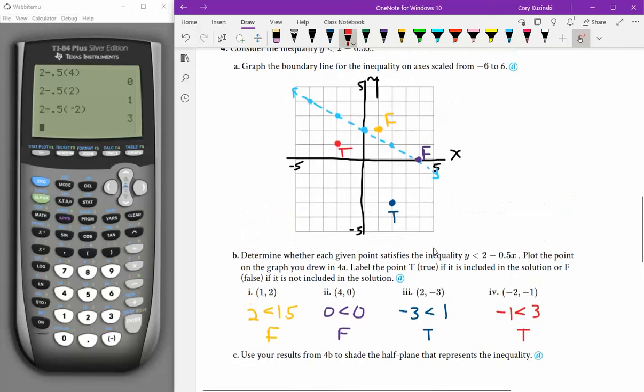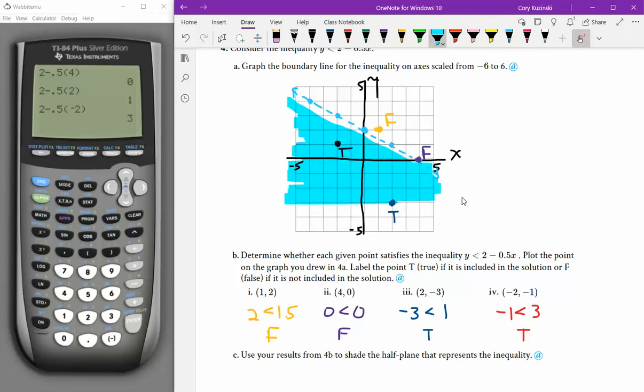Use your results from 4b to shade the half plane that represents the inequality. So that would be everything underneath the boundary line. All right.